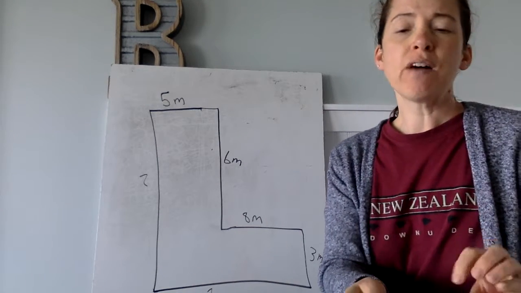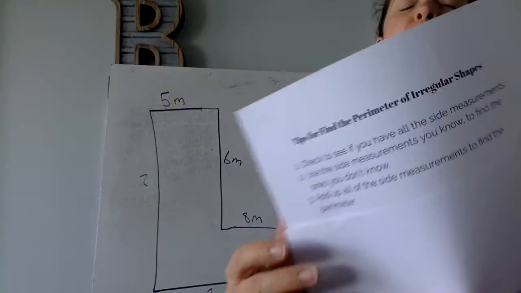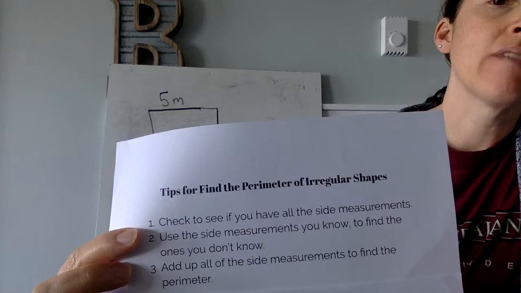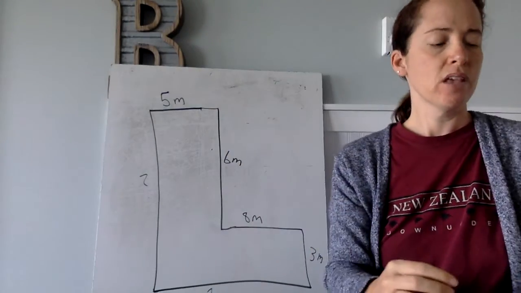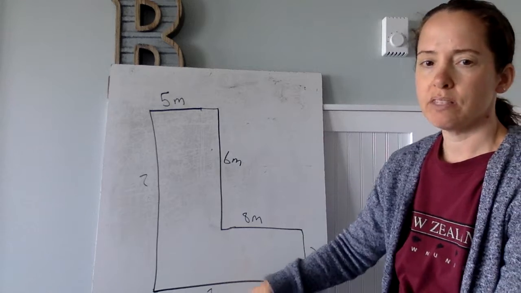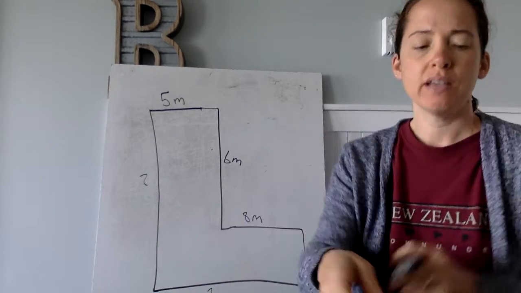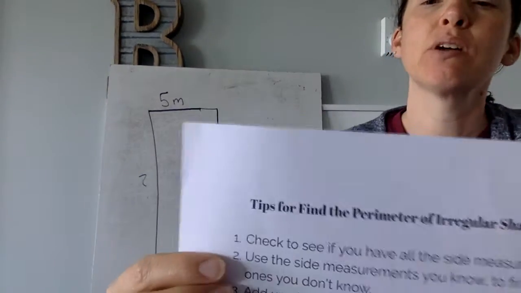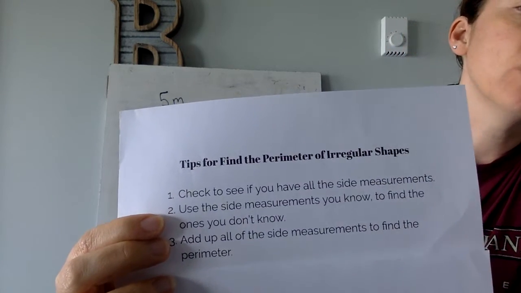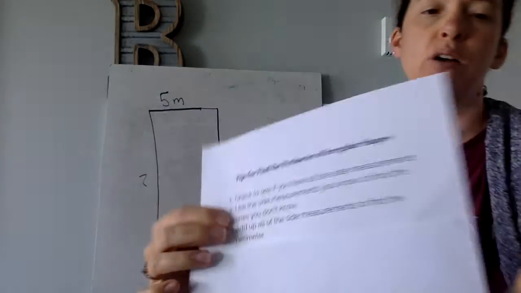So to find the perimeter of an irregular shape, we're going to go back to our steps. Number one, we're going to check to see if we have all the side measurements. So let's do that. I have this side, this side. I don't have this one down here or this one. Okay, so we determined that. We're going to go on to our next step. Number two, use the side measurements you know to find the ones you don't know.